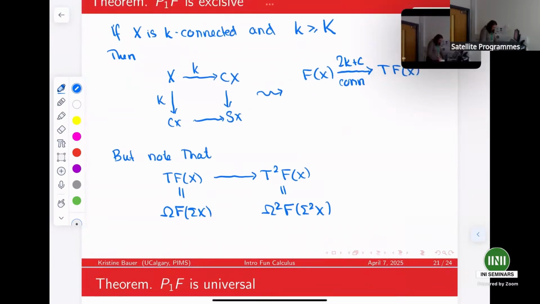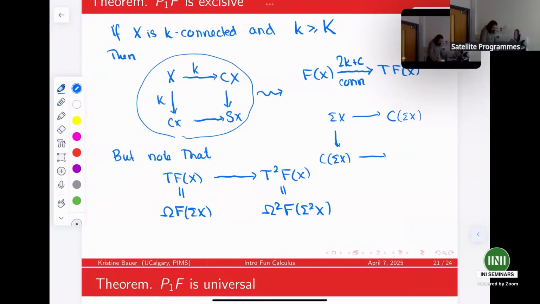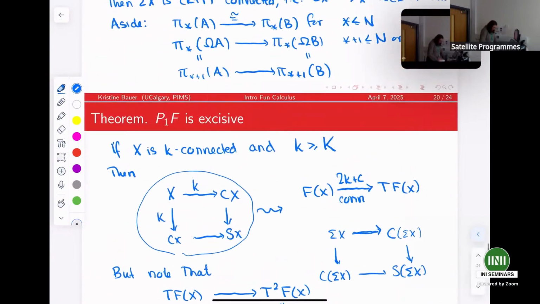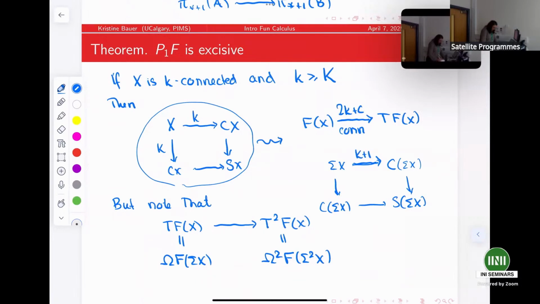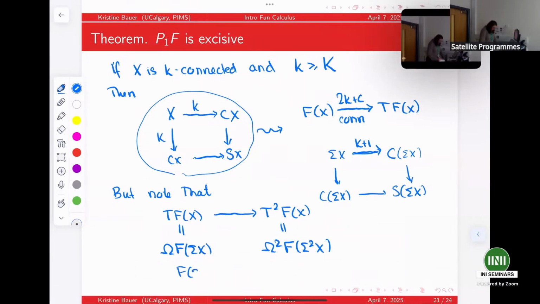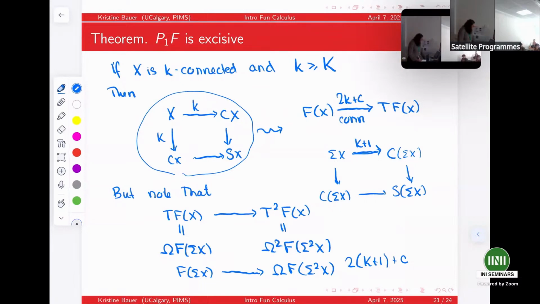And what I notice is that if I had repeated this entire diagram with the suspension instead, then these new maps are now K plus 1 connected instead of K connected, meaning that the map from F of suspension X to its T, which is just loop F of suspension squared X, this thing is going to be 2 times k plus 1 plus c connected.